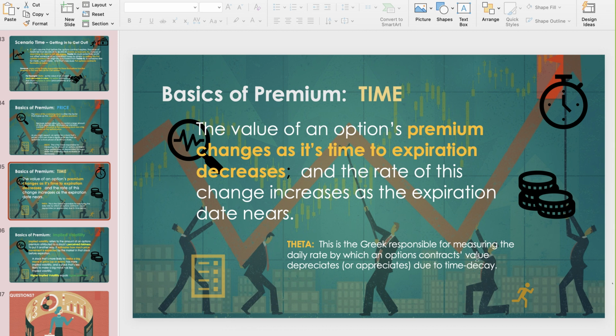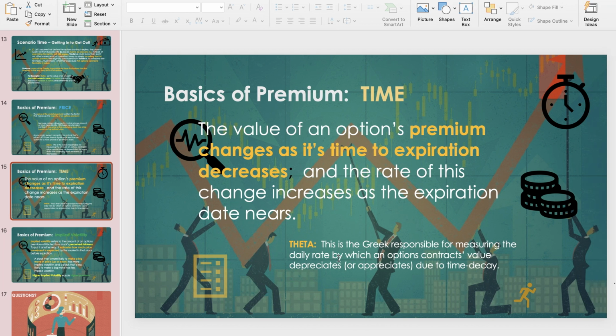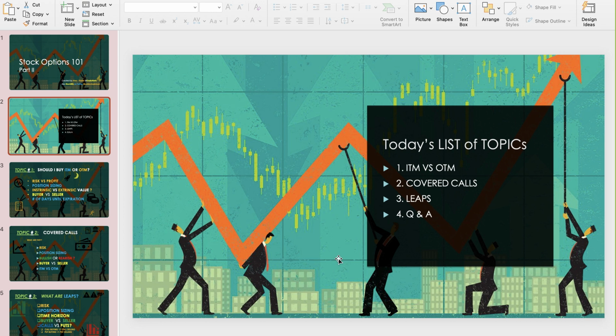This is the Greek responsible for measuring the daily rate by which an options contract's value depreciates or appreciates due to time decay. This is important to understand when you're dealing with options, because it affects your decision making as it pertains to how long you want to own an option, whether or not you want to hold an option at all, and what expiration date you should enter that options contract.